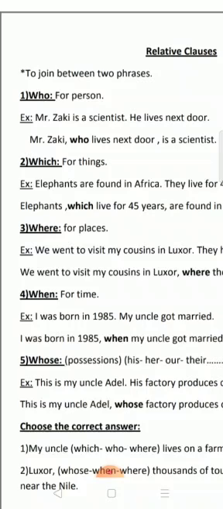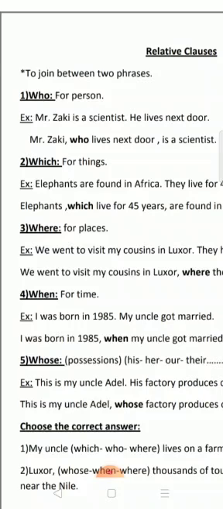So I'm going to say Mr. Zaki, who lives next door, comma, is a scientist. Mr. Zaki, who lives next door, is a scientist. Here I cancelled he and put instead of he who after Mr. Zaki.